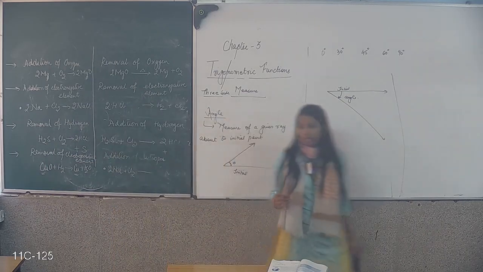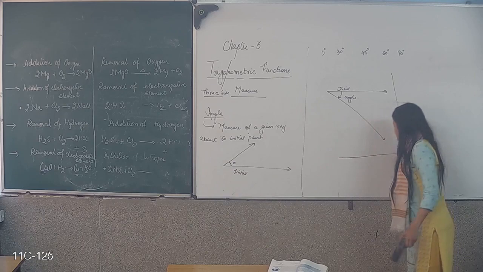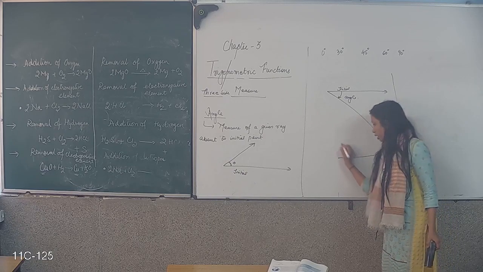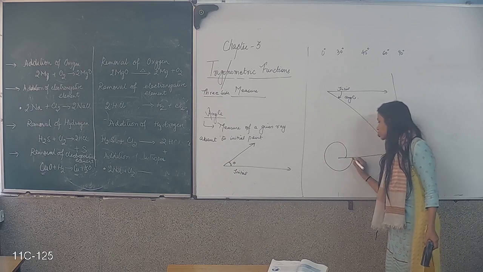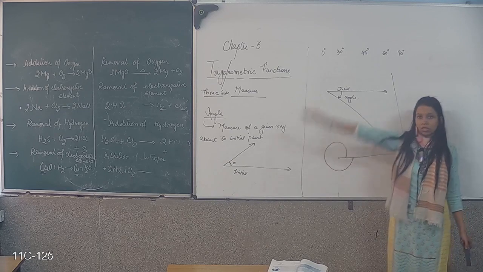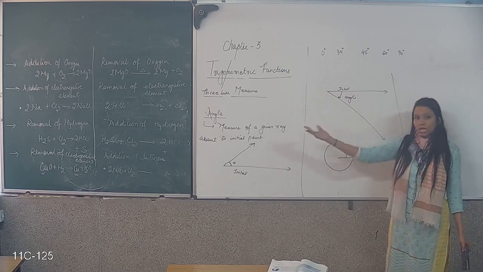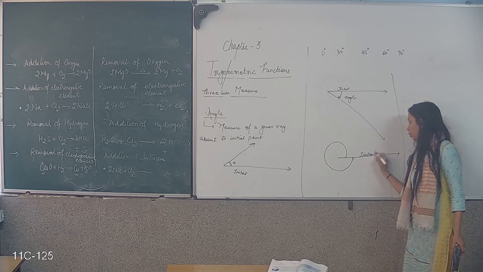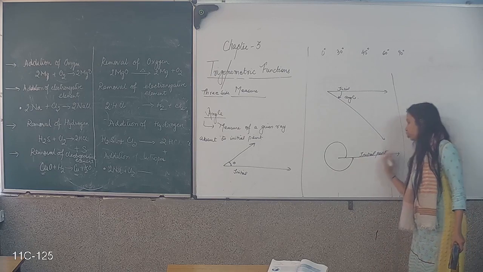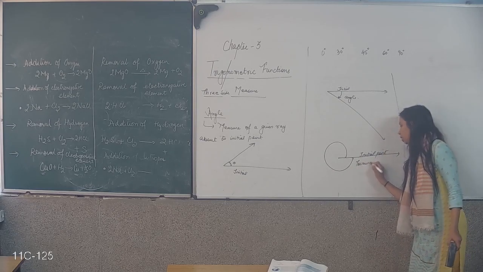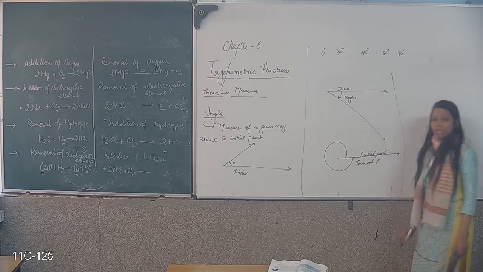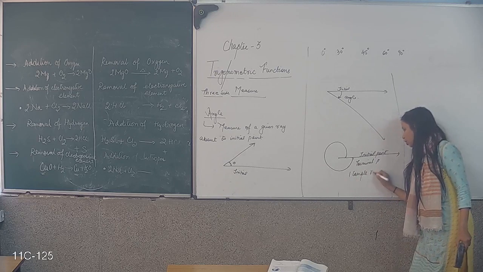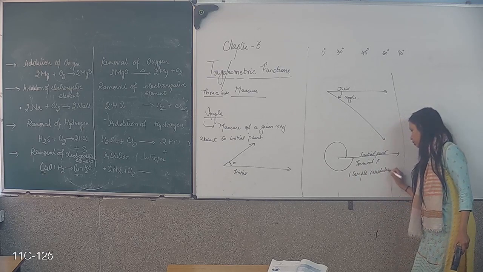If a given ray starts from an initial point and comes back to its initial point, मैंने यहाँ से start करा, पूरा घुमाया, वापस यहाँ आ गई. If it comes back to its initial point, that means the initial and the terminal side coincide with each other, then we say it is one complete revolution. Okay?